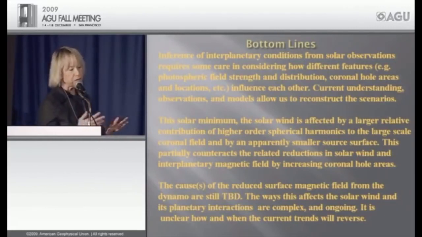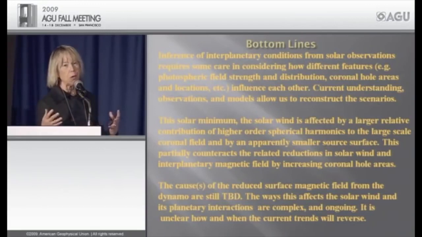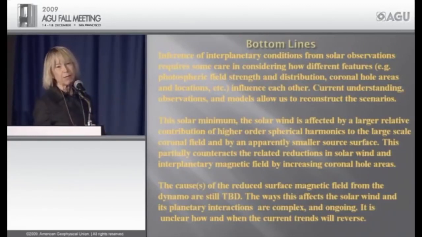The causes of the reduced surface magnetic field from the dynamo are still to be determined. The dynamo might be happily cranking away flux in the solar interior, and maybe the delivery system that's bringing it up to where we can see it and where it affects the corona is what's changing. I don't think that we understand the generation of the solar field and the internal activity of the sun sufficiently well yet to be able to make that distinction.